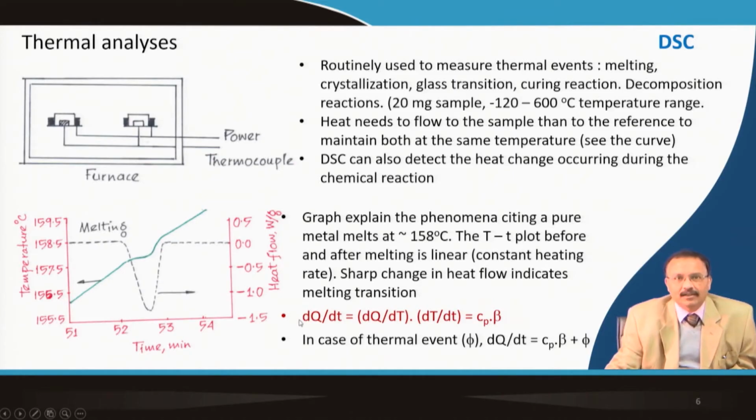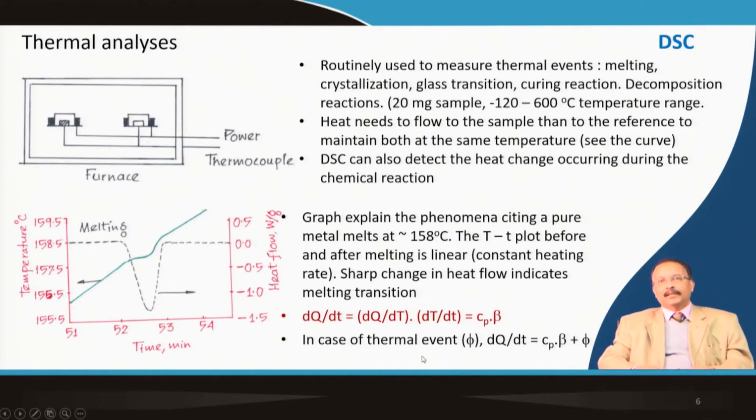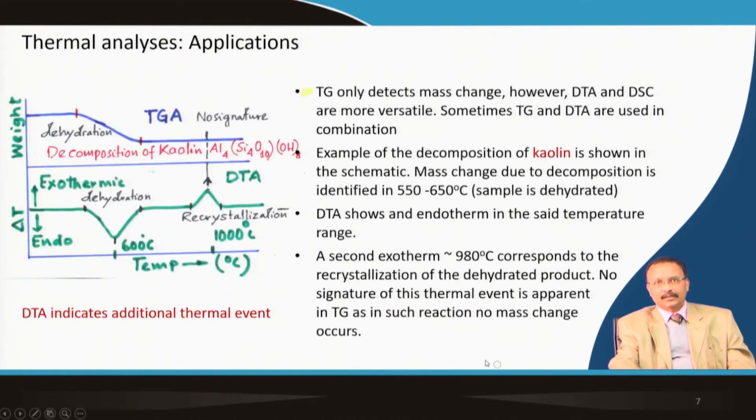The rate of heat flow, dq by dt, is dq by dT into dT by dt. The first one is the specific heat and the second one is the heating rate. So, when a thermal event takes place, your rate of heat flow changes with time, that is Cp into the heating rate plus some thermal event phi. So, that denotes the heat flow change.